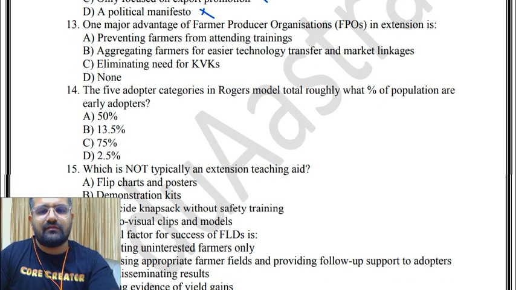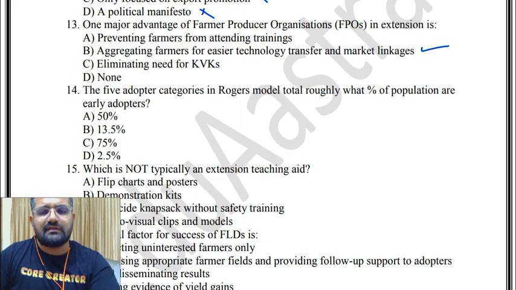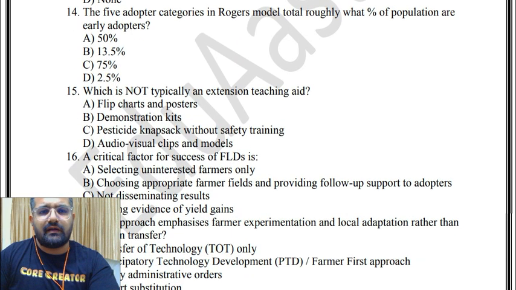One major advantage of farmer producer organization in extension is: preventing farmers from attending trainings, aggregating farmers for easier technology transfer and market linkages, eliminating need for Krishi Vigyan Kendras, or none. So the answer is aggregating farmers for easier technology transfer and market linkages.